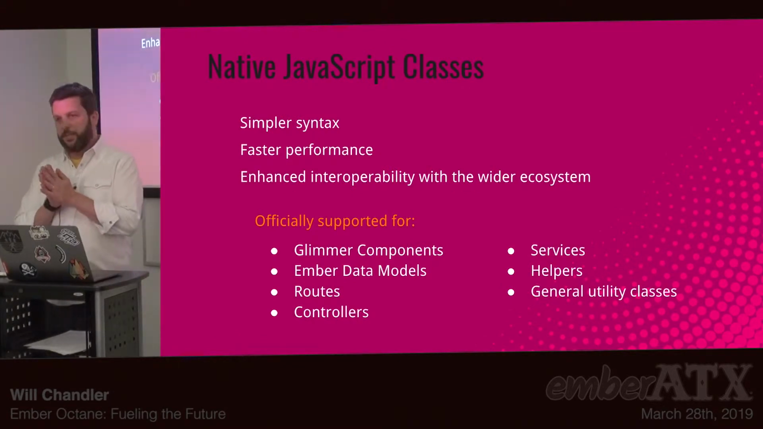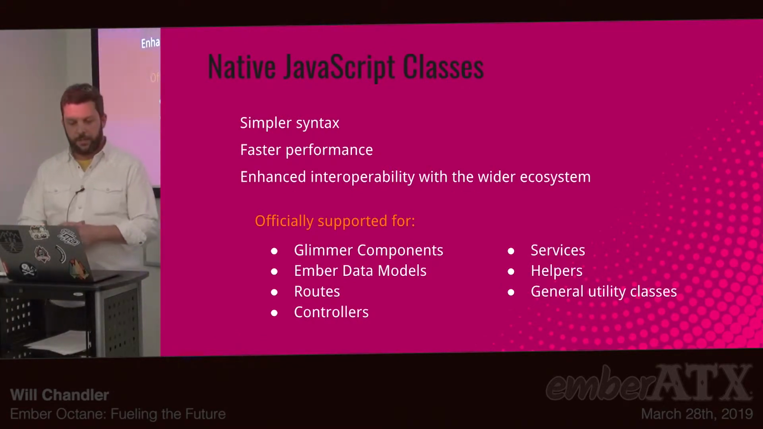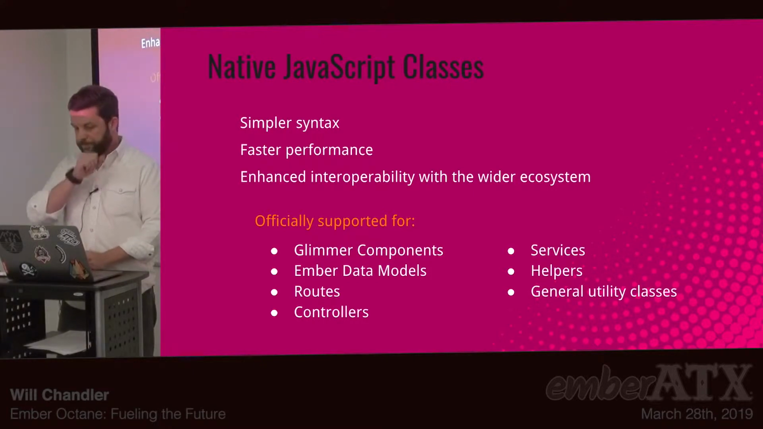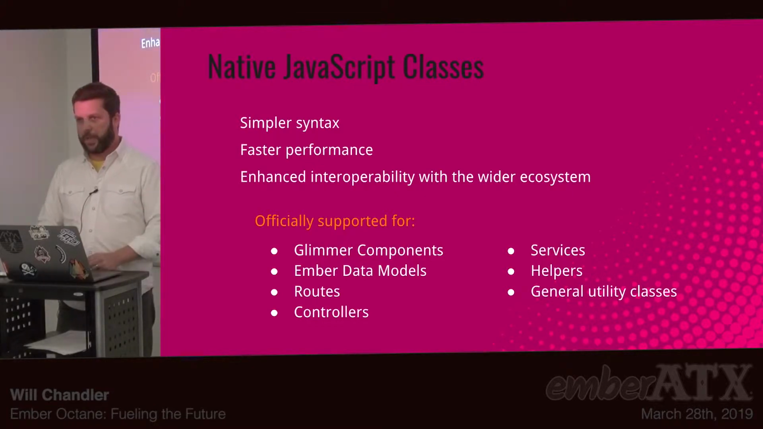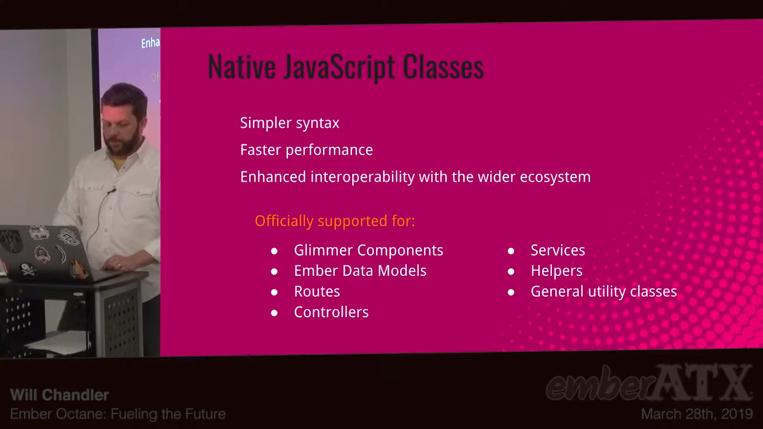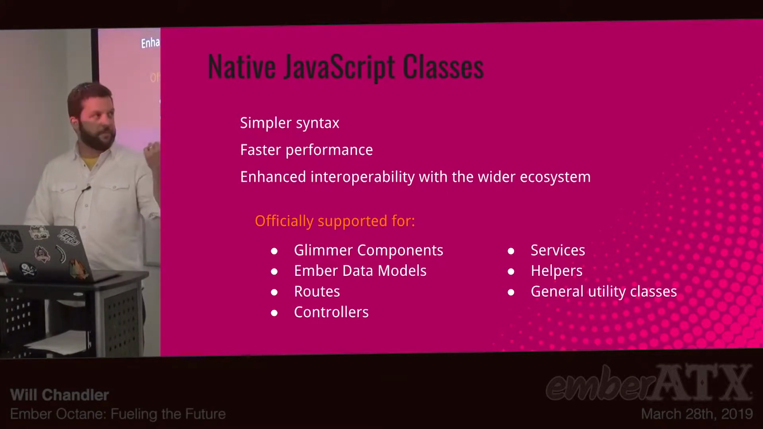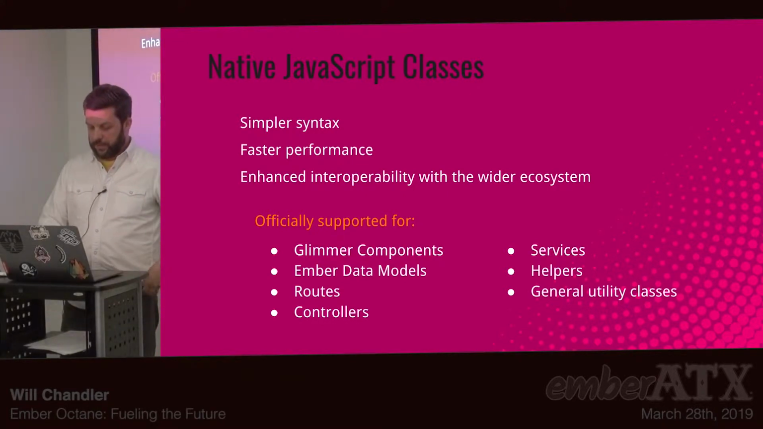Native JavaScript classes are a great introduction to Octane. It gets rid of the Ember object API that we've all grown to love. It's going to offer a lot simpler syntax, better performance, and really enhanced interop with the rest of the ecosystem. So I think that'll be really great for Ember and great for Ember developers as well. Native classes are supported, as you can see, for all of these things in Ember Octane, which is going to be great.